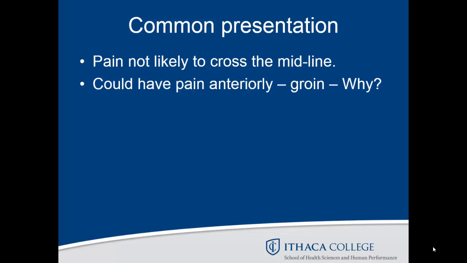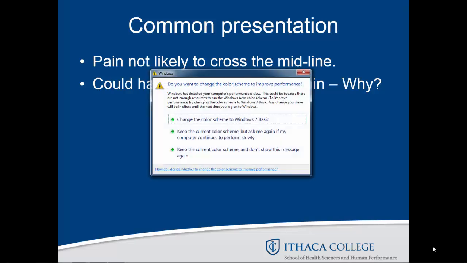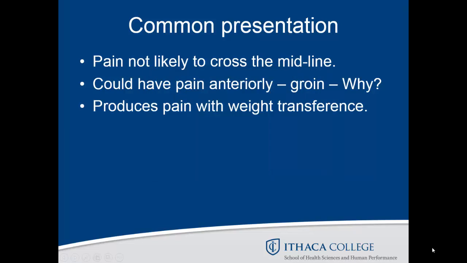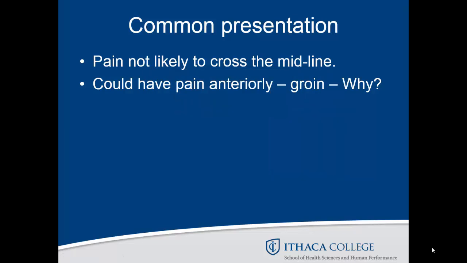Some patients will describe anterior pain in the pelvis, which may extend into the groin. And the question about why here is, if you think about the pelvis, we often describe the pelvis as being a junction of two innominate bones. So there's a right innominate and a left innominate that articulate with the sacrum posteriorly, and with each other anteriorly at the pubic symphysis.